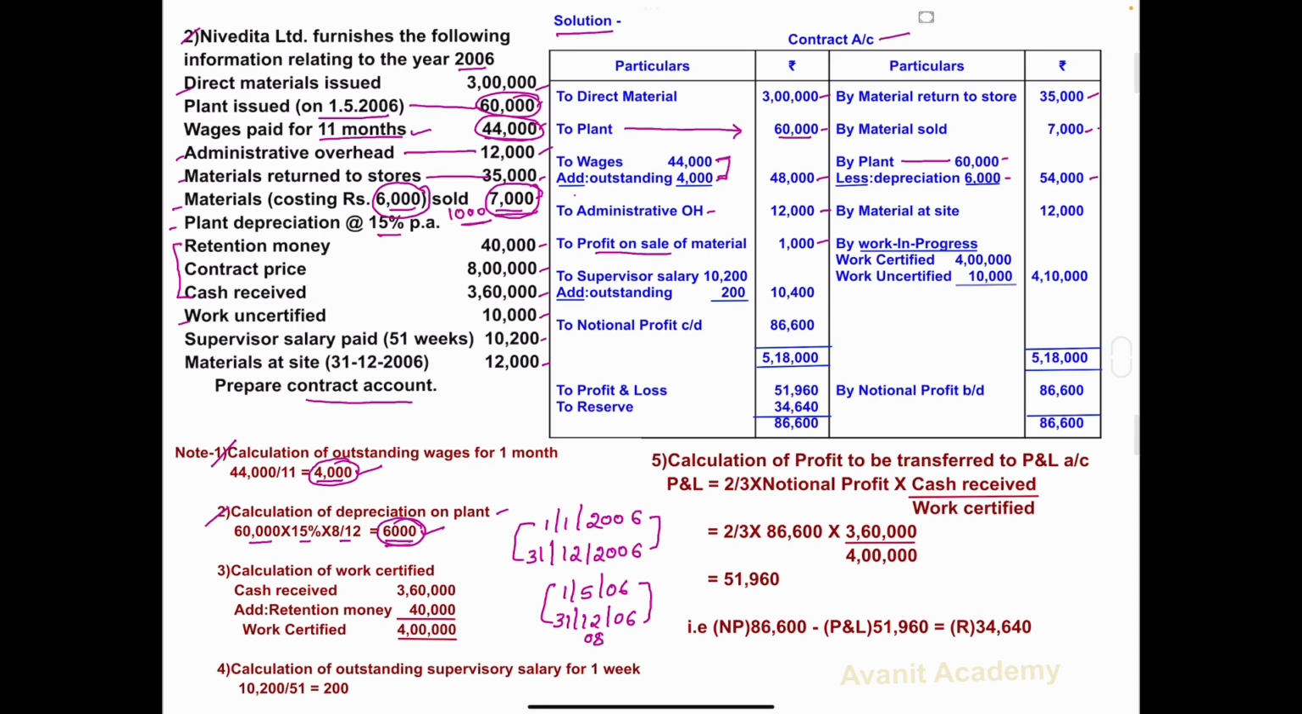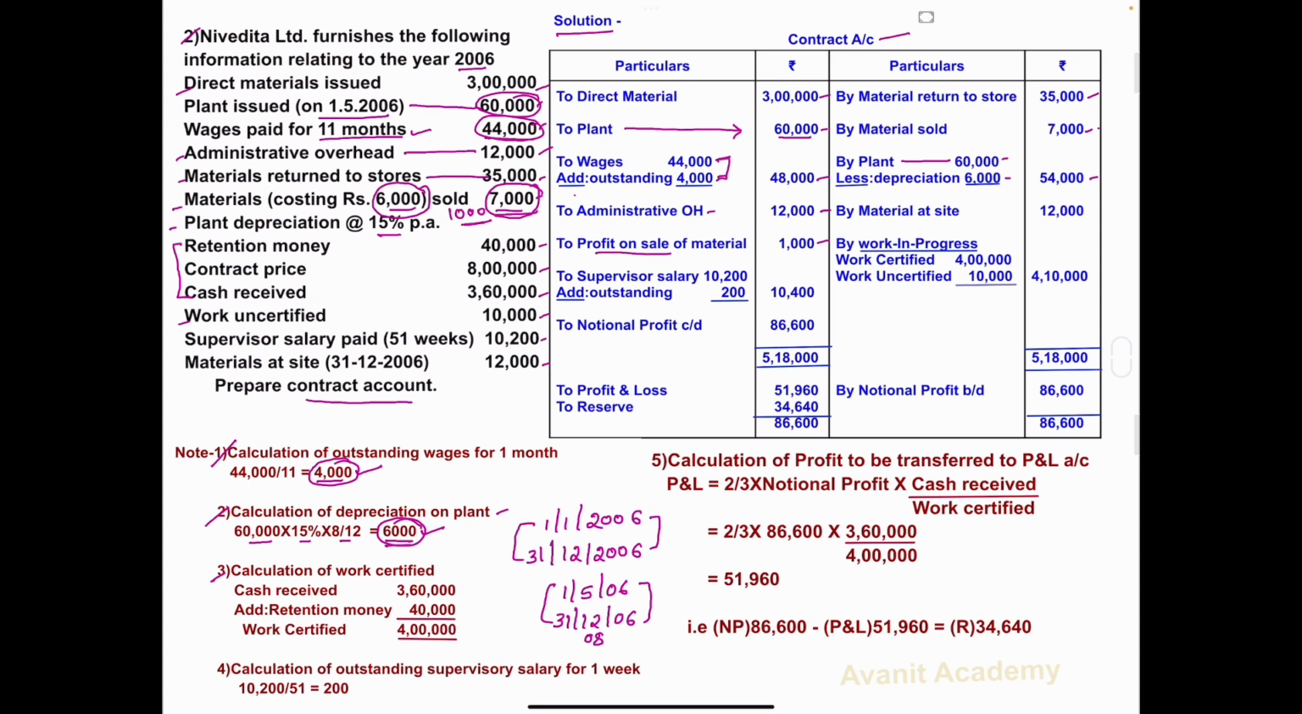So, right. Work uncertified they have given, but we want work certified also. Work certified amount we have to calculate. So for that we will prepare the note number 3. Note number 3, calculation of work certified.